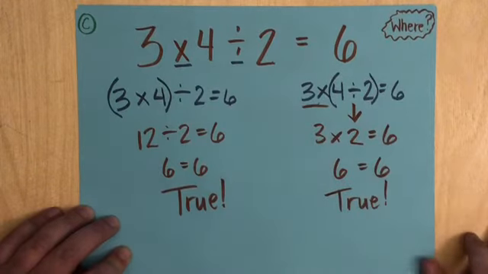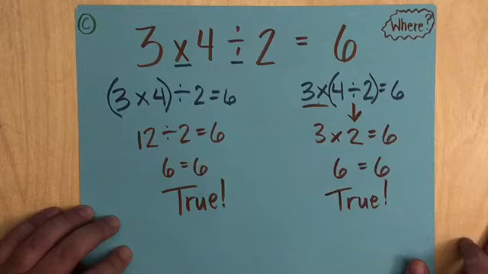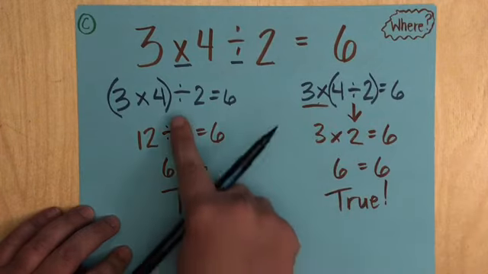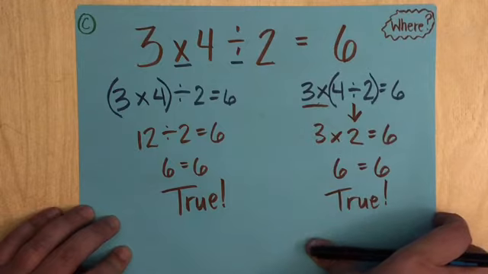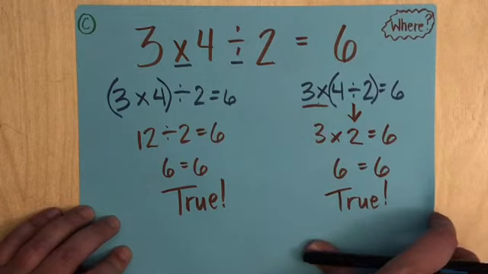This is one of those tricky ones where I was trying to trick you, where there's two true answers. Sometimes it doesn't matter where you put the parentheses. That's not always true though, so it's important that you check both ways to make sure that both ways are true, because if they are, I would want you to be able to tell me that.